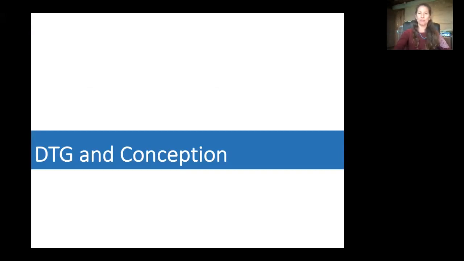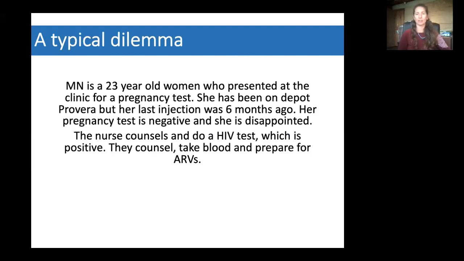And the thing that's always very confusing is the whole story of dolutegravir and women wanting to conceive. So this is our typical dilemma. We've got a lady who arrives, MN, she's 23 years old, she's presented at the clinic for a pregnancy test. She's been on Depo-Provera, but her last injection was 6 months ago because it doesn't look like in COVID anybody got their Depo-Proveras. I'm seeing a lot of COVID baby pregnancies at the moment.